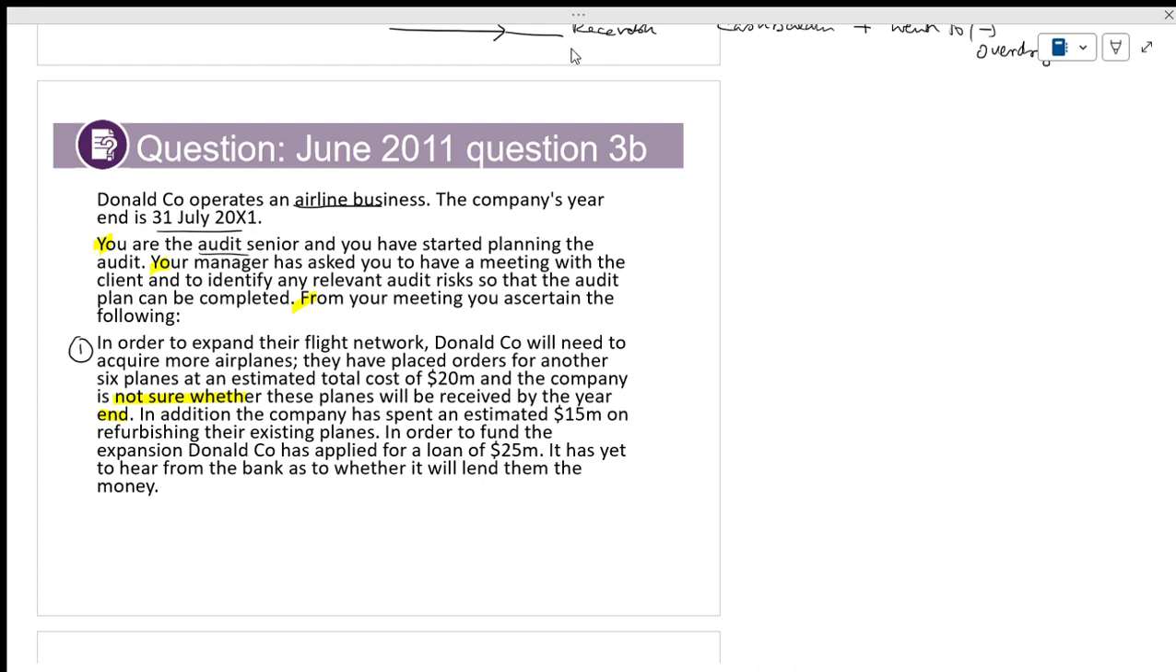In addition, the company spent 15 million refurbishing existing planes. In order to fund the expansion, they have applied for a loan of 25 million. It has yet to hear from the bank; the bank has not given any response. It is an audit risk. The first audit risk is you have placed the orders and may not receive the aircraft on time. The second is you are committing expenditure of 15 million, you applied for a loan of 25 million, and again you didn't get a response. That is another audit risk.